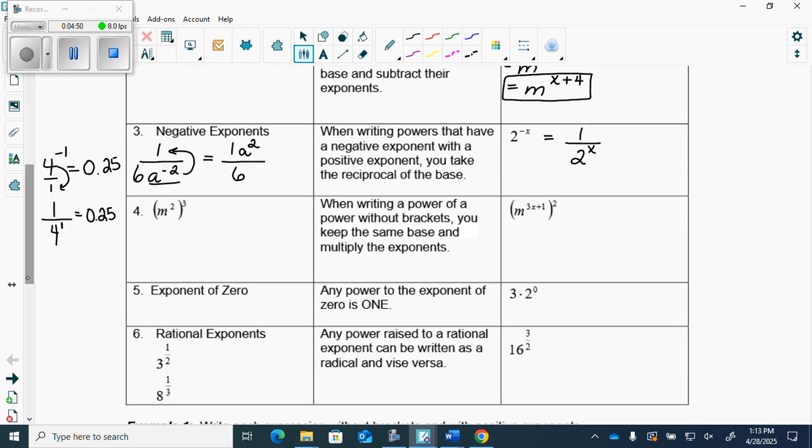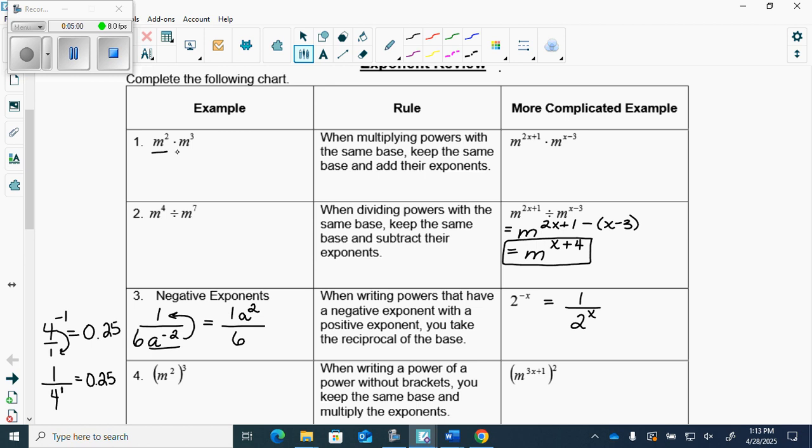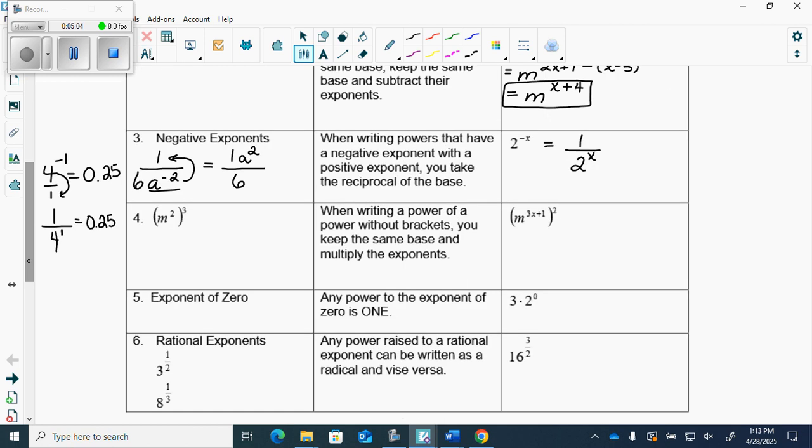Okay, one base, two exponents. What do I do with the exponents? Multiply them. So this one up here was two bases, two exponents, add, correct? One base, two exponents, multiply. So I get m to the 6. Same thing here. I just have to remember to multiply all of them. So I'm going to get m to the 6x plus.